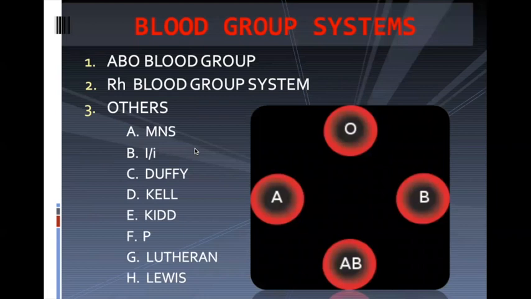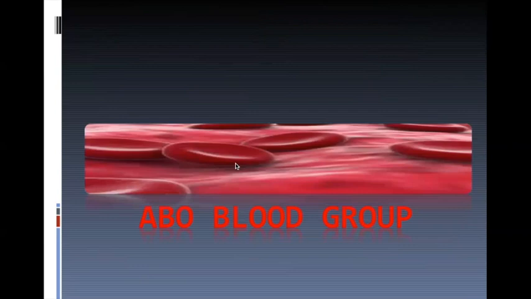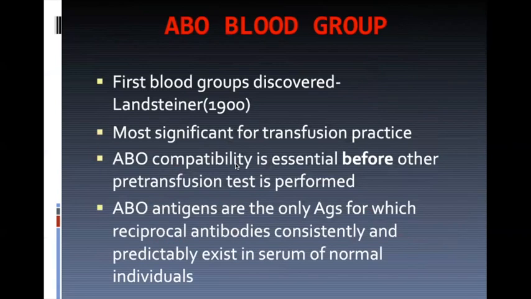Now, first, blood group systems. We will cover the ABO blood group and RH blood group systems and others: Diamond S, II, Duffy, Kell, Kidd, P, Lutheran, and Lewis. First, the ABO blood groups. The ABO blood group was first discovered by Landsteiner in 1900.